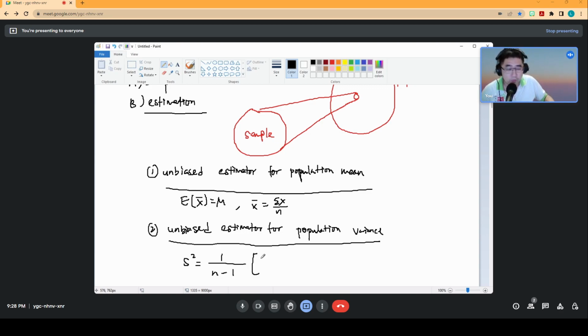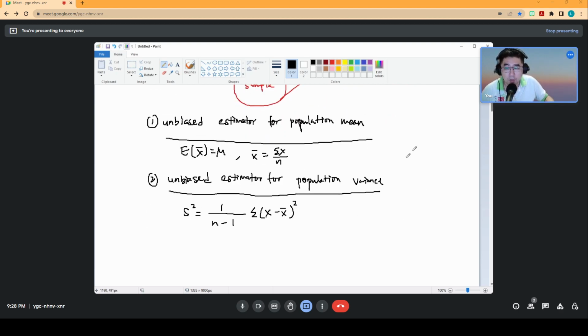The formal definition will be the sum of (x minus x bar) squared. This is the formal formula. Then we also have a simplified formula, 1 over n minus 1 times the sum of x squared minus (sum of x) squared over n. So you also have this relationship here. Both of these formulas you can find in the MF19.